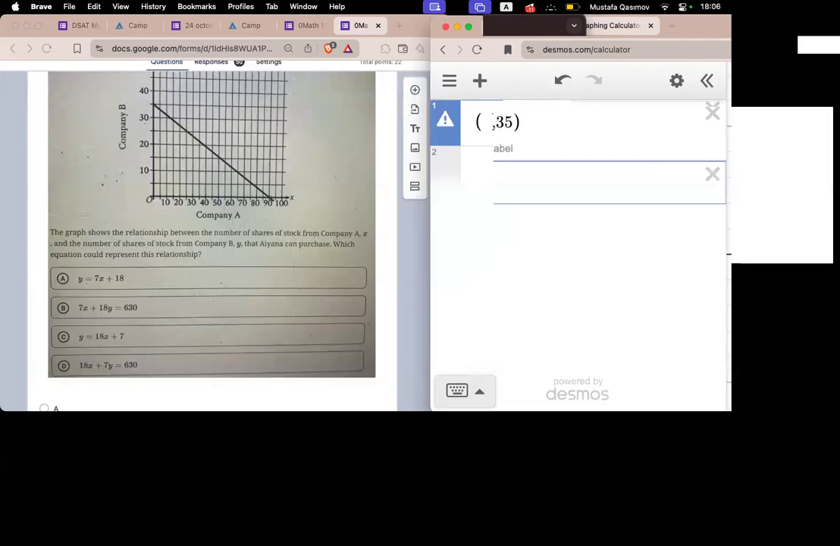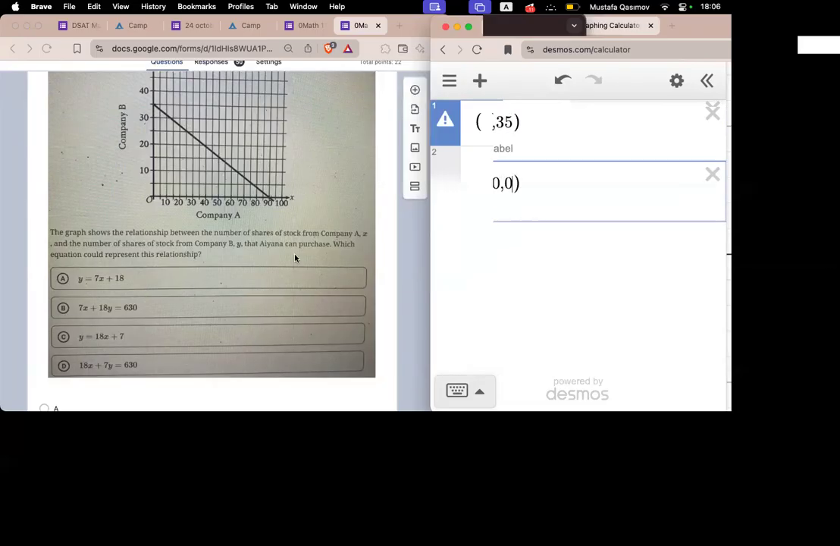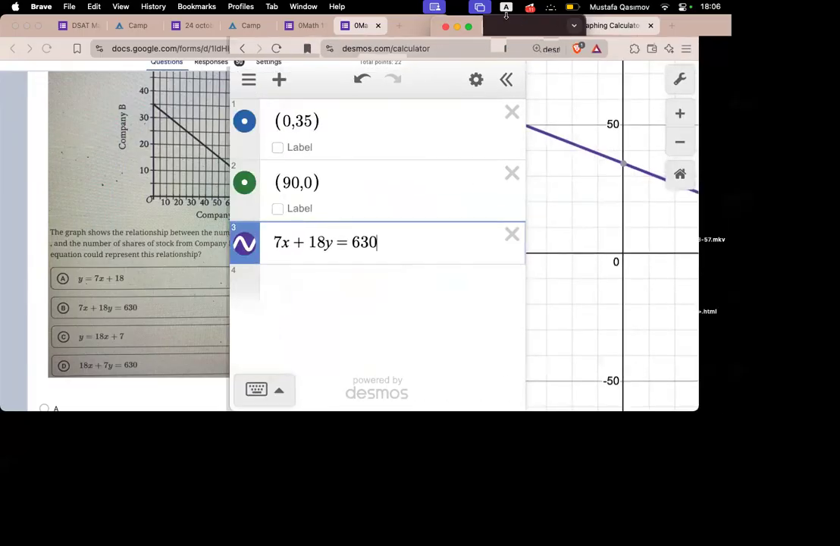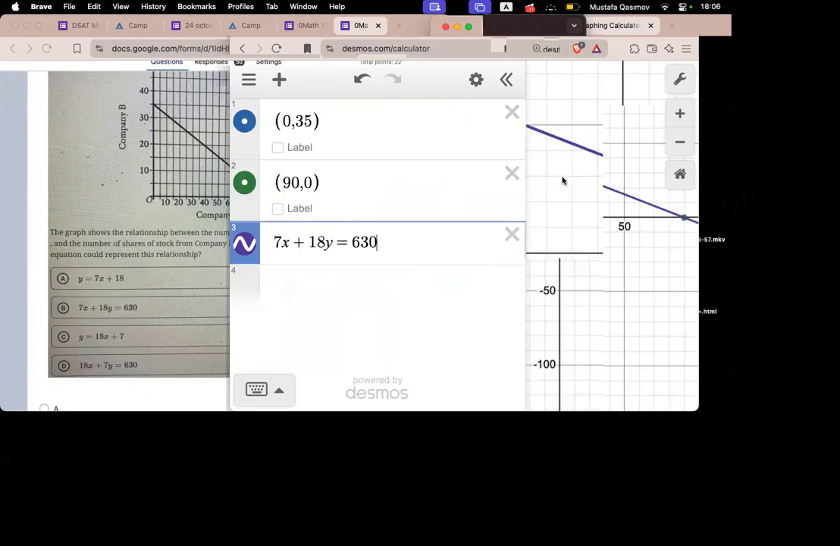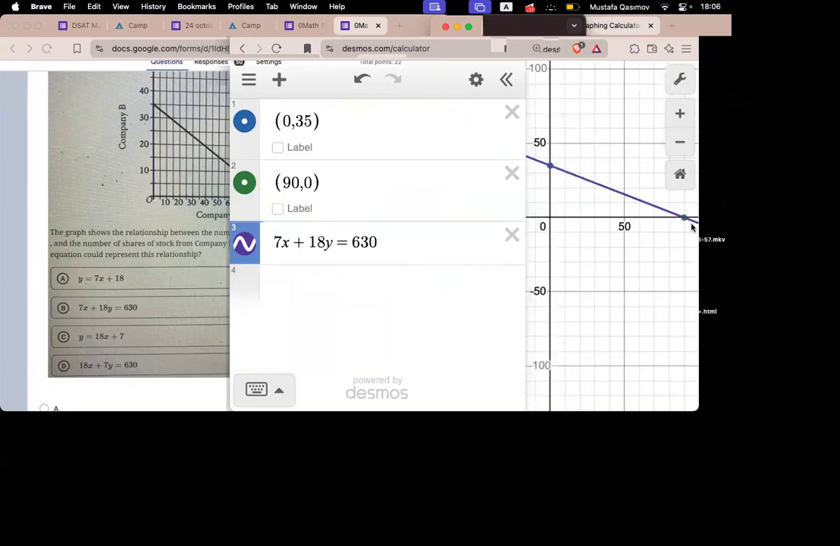And it is 9 times 0. Then let's write the equation here. So equation B is like that. You can see that it passes through both points, so it is the correct one. Answer is B.